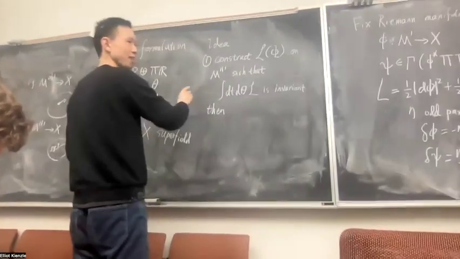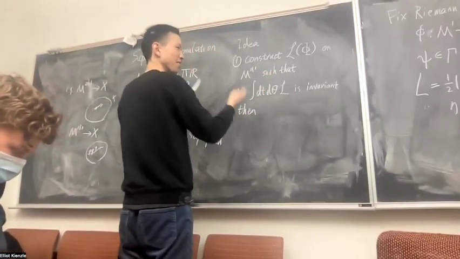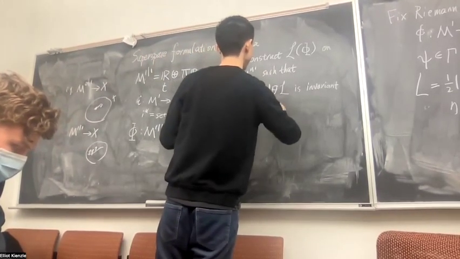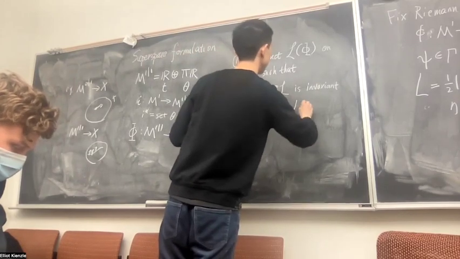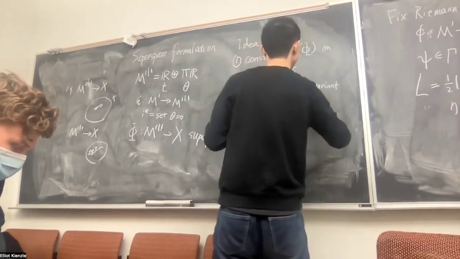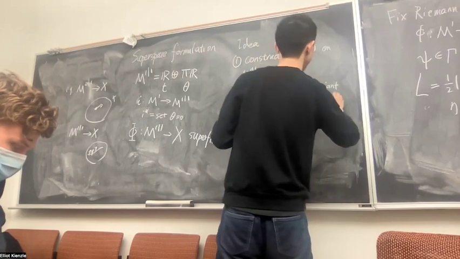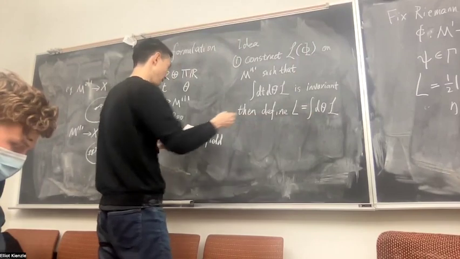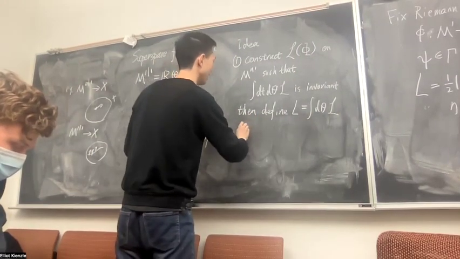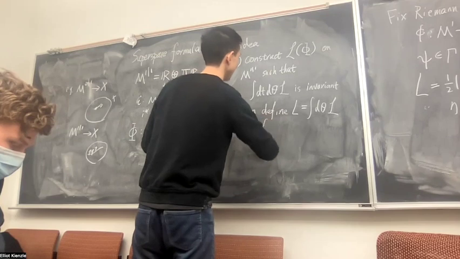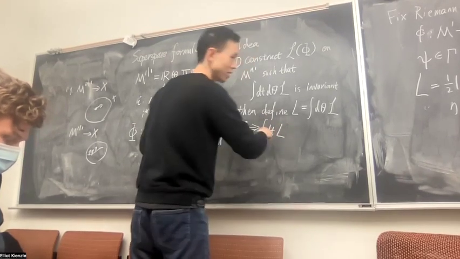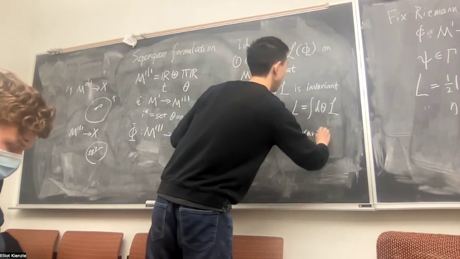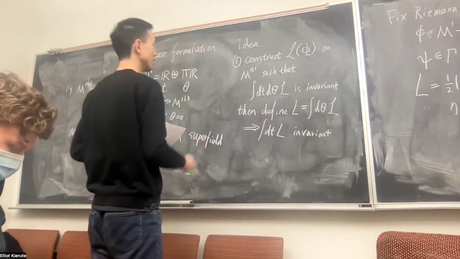This is really not so hard because you already have the superspace, you have the superpoincaré algebra acting on it. And with this, you can define your action L to be the integration over theta of the curly L. And of course this implies that when you integrate this L over dt, it is invariant. This is the first point.